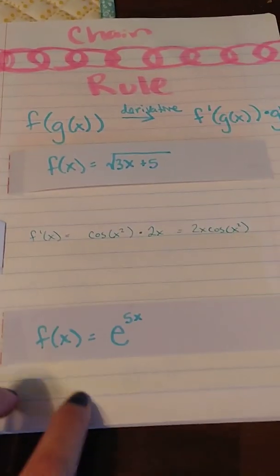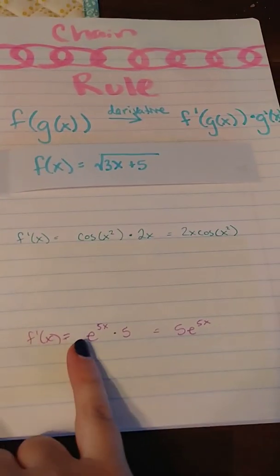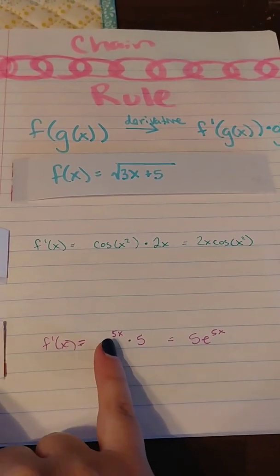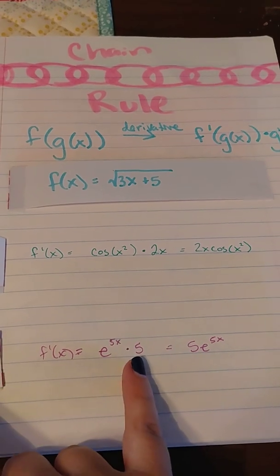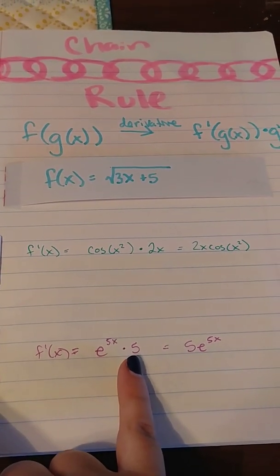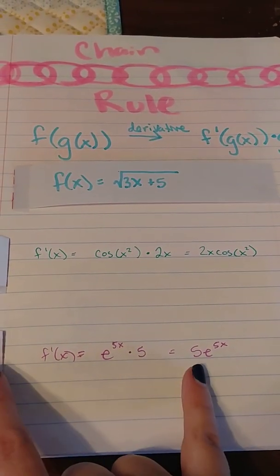The last one that I have here is the derivative of e to the x is just e to the x. The inside function is 5x, so the derivative of that is 5, and rewrite it.